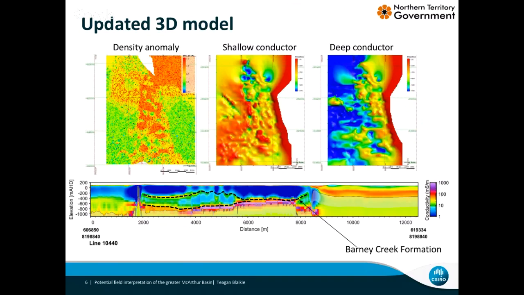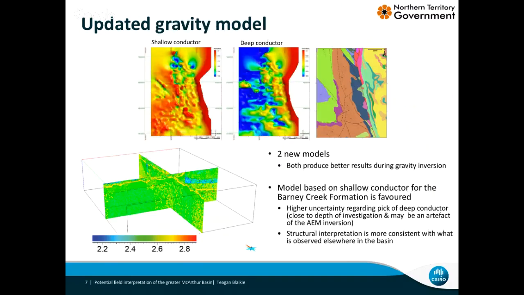conductor is actually getting quite close to the depth of investigation. We don't have a lot of confidence in that interpretation, but we're seeing this increase in depth to the top of the Barney Creek Formation here. It correlates well with the density anomaly that we're seeing in the gravity inversions. So we've got these two new surfaces that we then put into a new 3D model, then re-inverted against the gravity data. Both models produce a much better fit to the gravity data. So again, both could be plausible, but this is our preferred model, and it also fits better with the geological data we have.